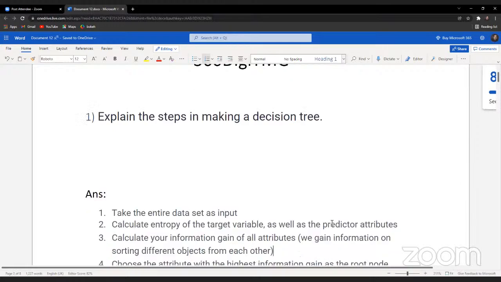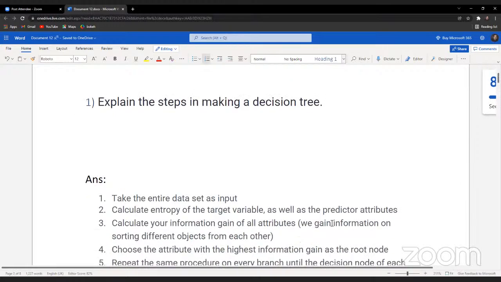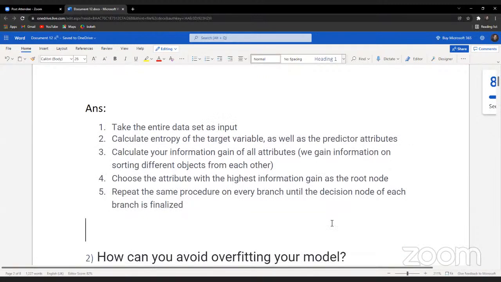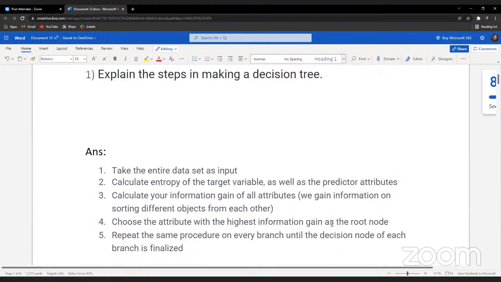Now, looking into the steps to be followed to make a decision tree: the first step is we have to take the entire data set as an input. By doing this, we'll get a data frame, right? So the entire data we have to take as an input. In the next step, we have to calculate the entropy of the target variable as well as the predicted attributes. And the third step is we have to calculate the information gain of each attribute, the gain which has occurred due to these attributes.